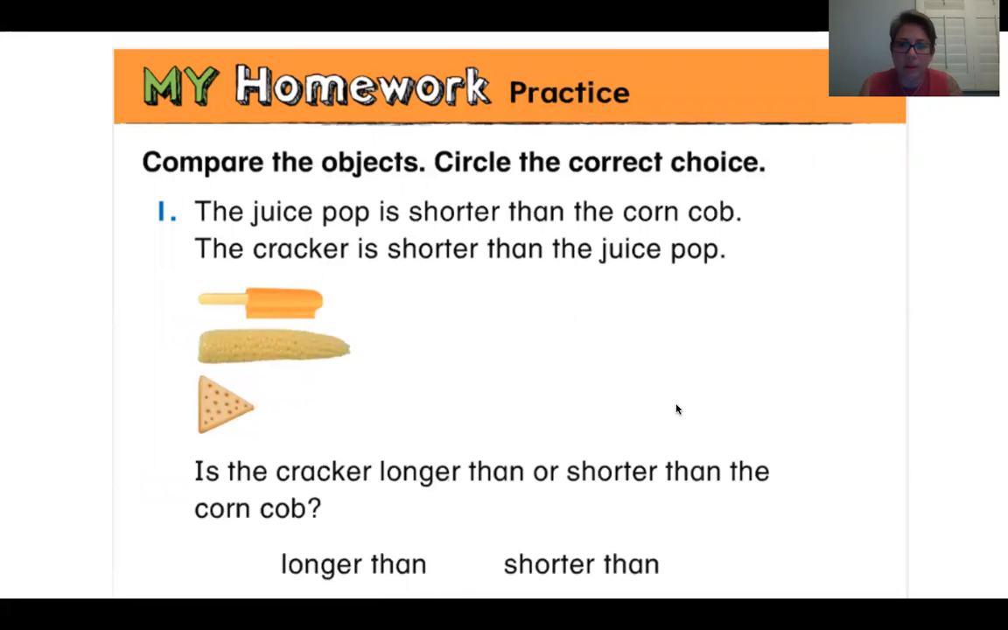Let's take a look. The juice pop is shorter than the corn, but the cracker is shorter than the juice pop. And which is the longest? Yes, the corn is the longest of them all. And again, we start at the same place. So the cracker is the shortest and the corn is the longest.